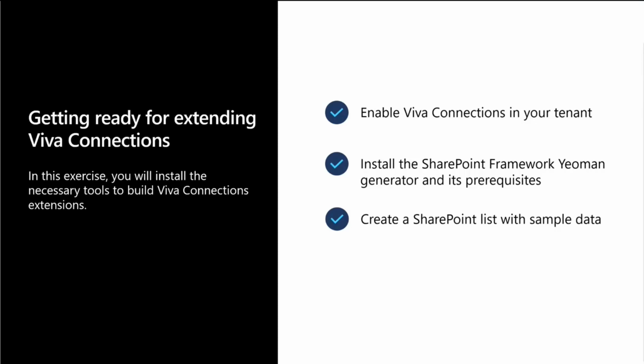Then we're going to install the SharePoint Framework Yeoman generator. We're going to talk about that one in a bit as well. Then I'm going to show you the SharePoint list of sample data, which we already have available for testing, so we're not going to spend too much time there. And today's point was about extending Viva Connections with web parts.